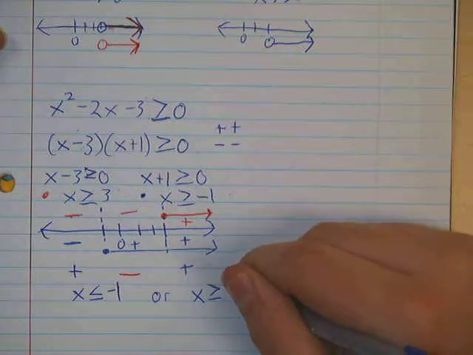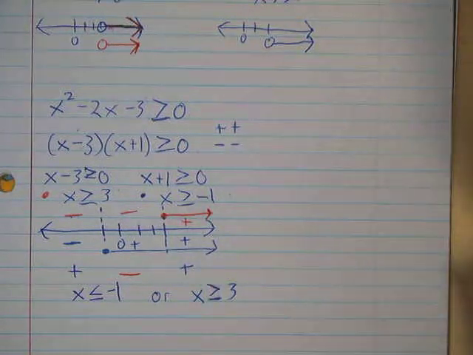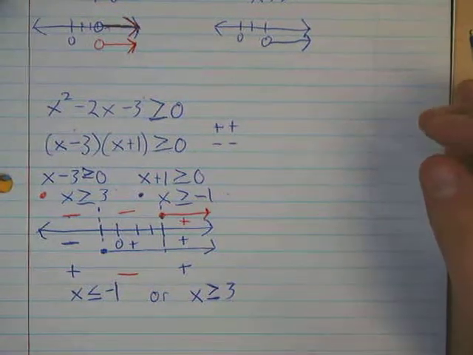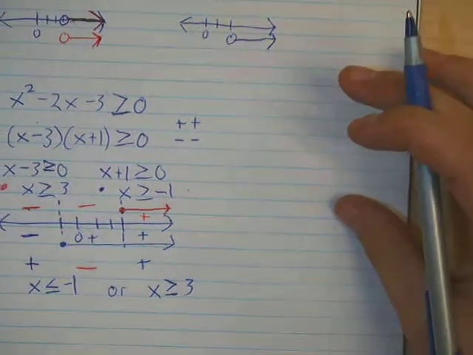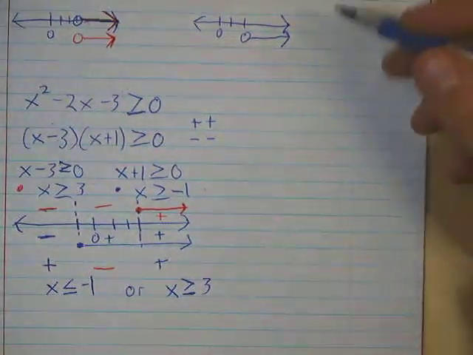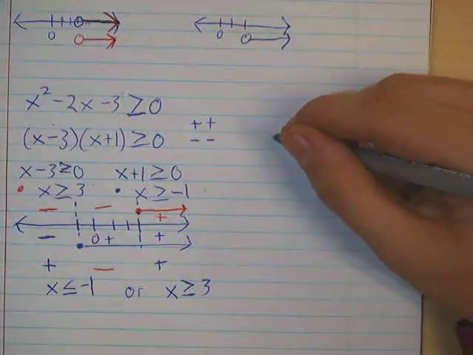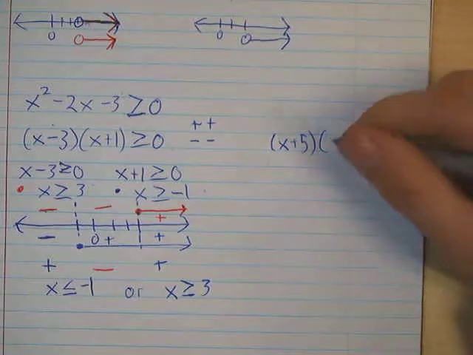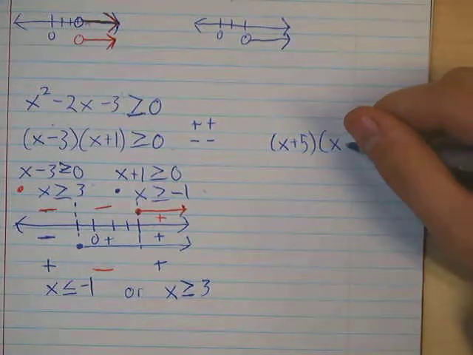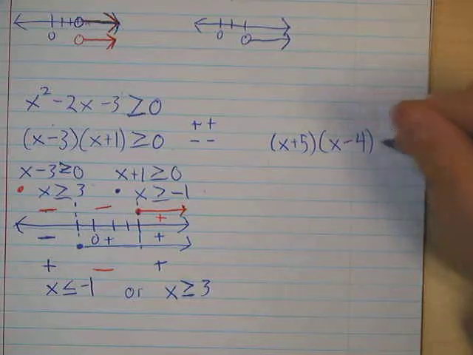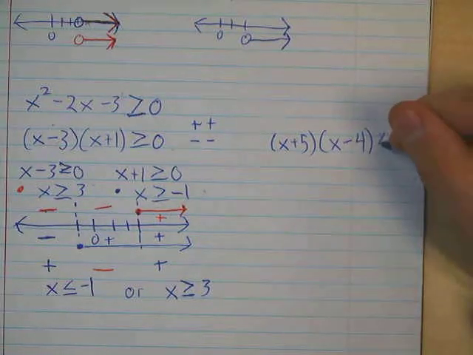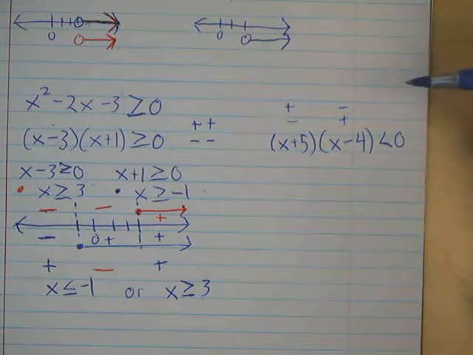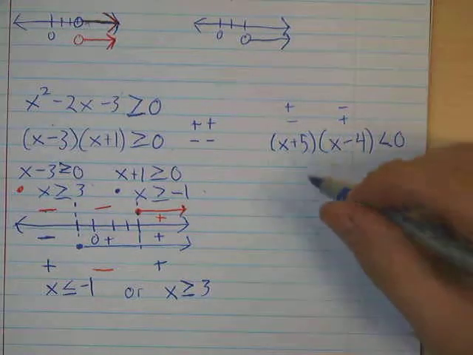That's a little counterintuitive from what we solved. Or when x is greater than or equal to 3. I'm going to quickly plot another one. I'm going to skip the factoring portion, but I want you to have a couple of examples. So let's say x plus 5 and x minus 4. And let's say we want that to be less than 0.